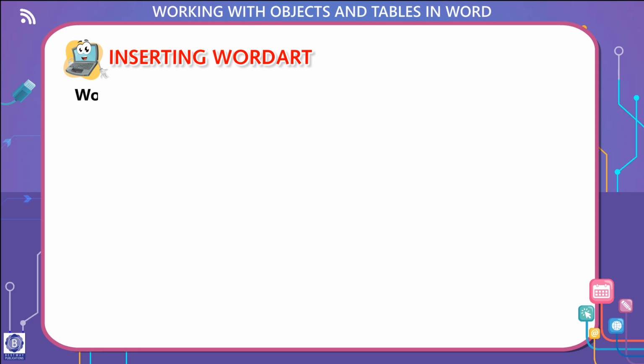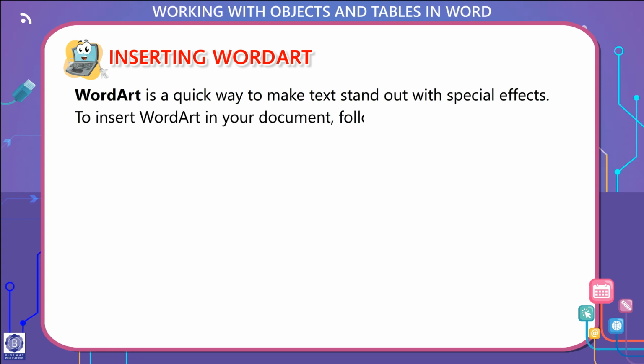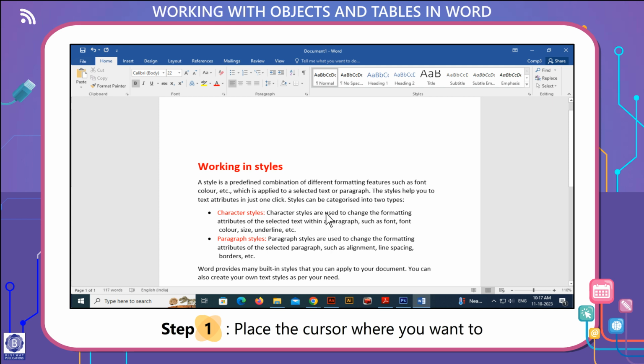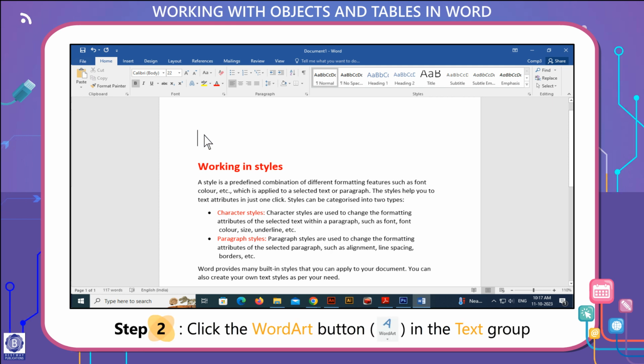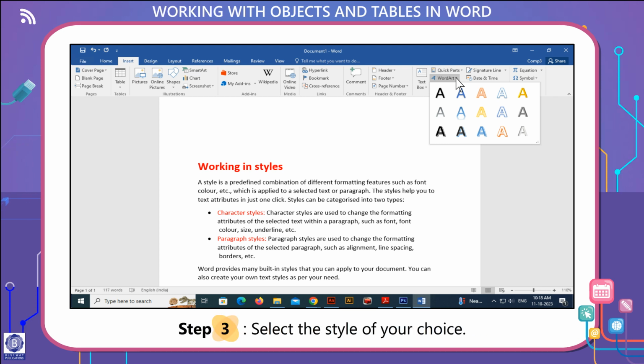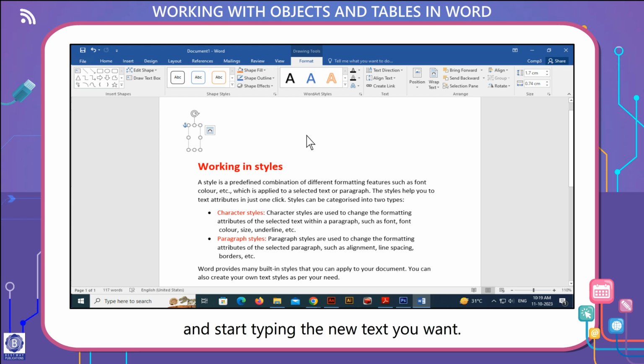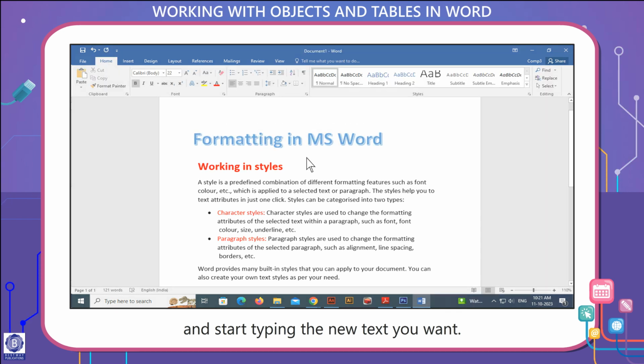Inserting word art. Word art is a quick way to make text stand out with special effects. To insert word art in your document, follow these steps. Step 1. Place the cursor where you want to insert word art in a document. Step 2. Click the Word Art button in the Text group on the Insert tab. A drop-down list with different decorative text options appears. Step 3. Select the style of your choice. Remove the text from the text box and start typing the new text you want.